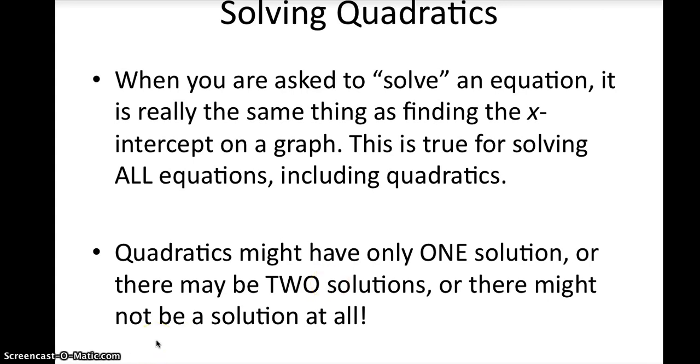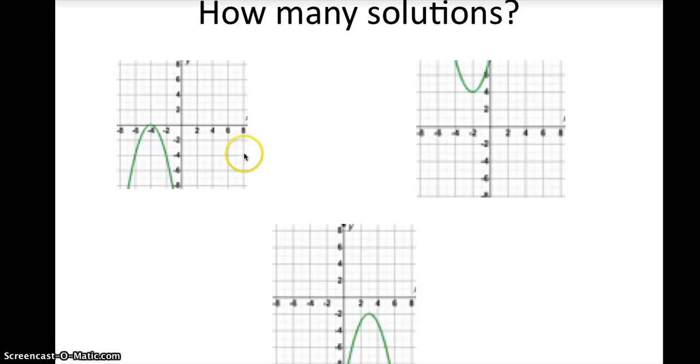Or there might not be a solution at all, and that would be the case when your parabola isn't hitting the x-axis. Again, there's this direct correlation between the number of solutions, the solutions themselves, and where your graph hits the x-axis. So let's just go through a few of these. If we look at this picture right here, take a minute, think, how many solutions would it have?